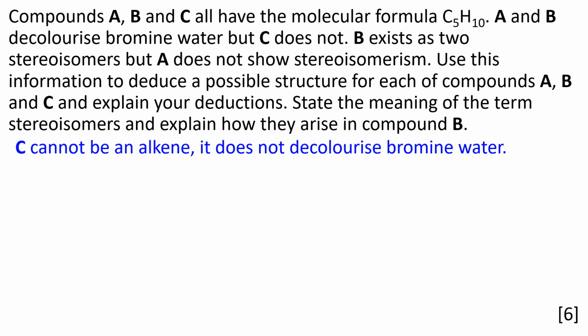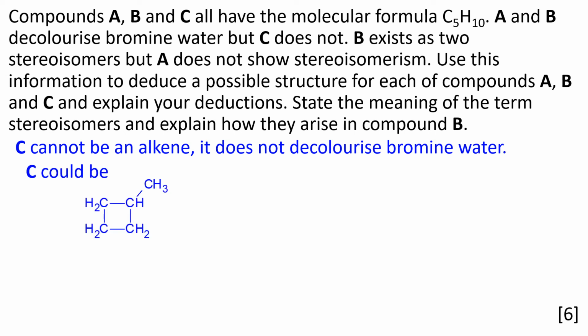So C cannot be an alkene. It does not decolorise bromine water. So what could it be? Well, the type of isomerism shown between A and B versus C is functional group isomerism. C does not have a double bond, so it could be a cyclic alkane.